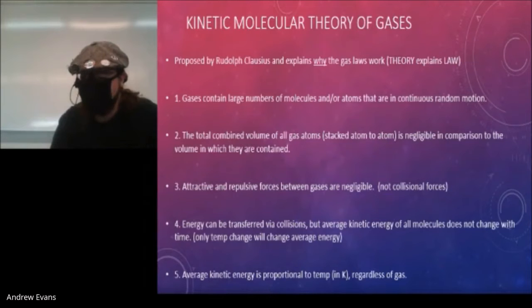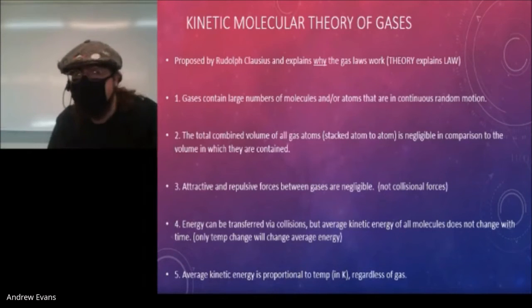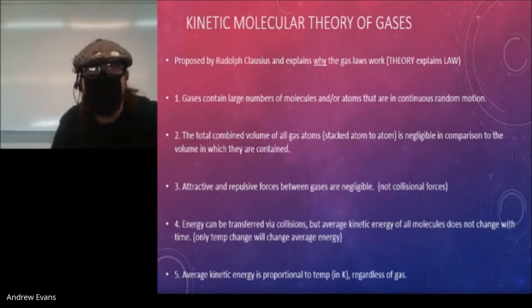Number 1, gases contain a large number of molecules and/or atoms, and they're in continuous random motion. So remember that first slide we looked at, those atoms bouncing around in a box. Large number of atoms bouncing around like billiard balls. Number 2, the total combined volume of all gas atoms, if you stacked atom to atom, is negligible, meaning almost nothing compared to the volume in which they're contained. That's ideal gas statement number 1. We're assuming the atoms have no volume.